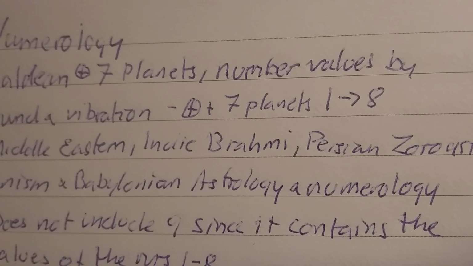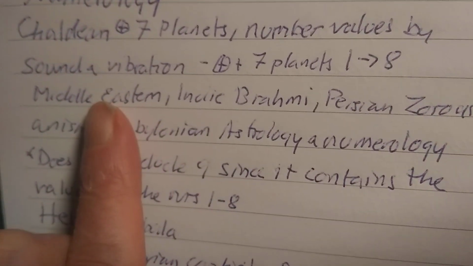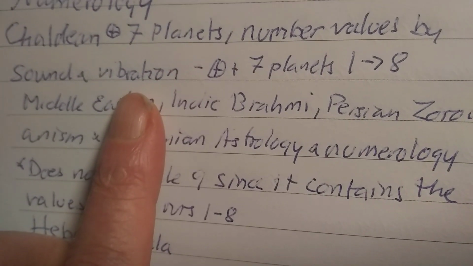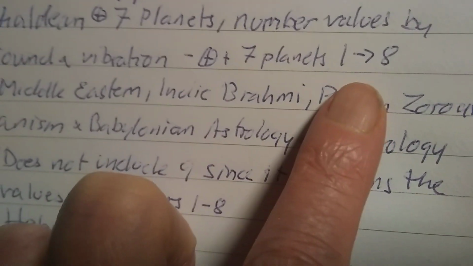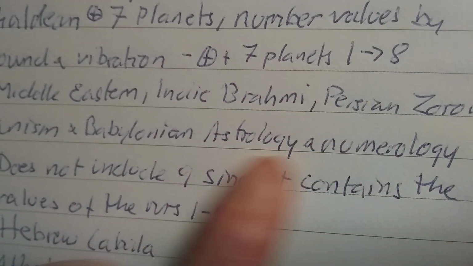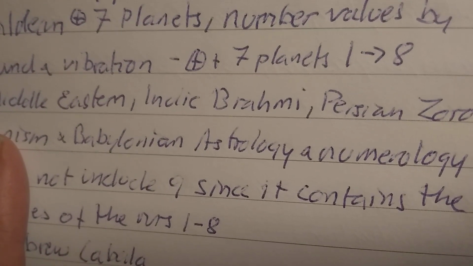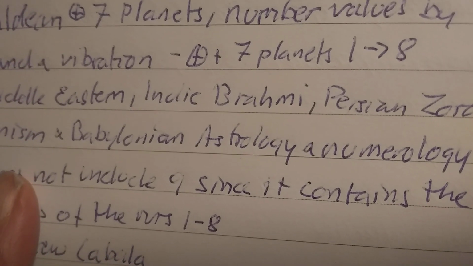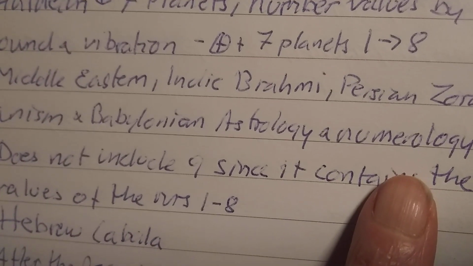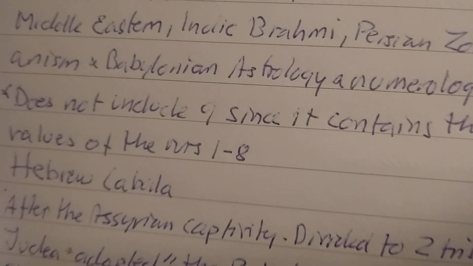And the Chaldean system was earth-based, with 7 planets, and number values were based upon sound and vibration, with Earth and 7 planets giving the rows from 1 to 8, and they don't use the number 9. And it was based upon Middle Eastern, Indic, Brahmi and Persian, Zoroastrianism and Babylonian astrology and numerology. And since this is an ancient technique, that's why I always combine everything.